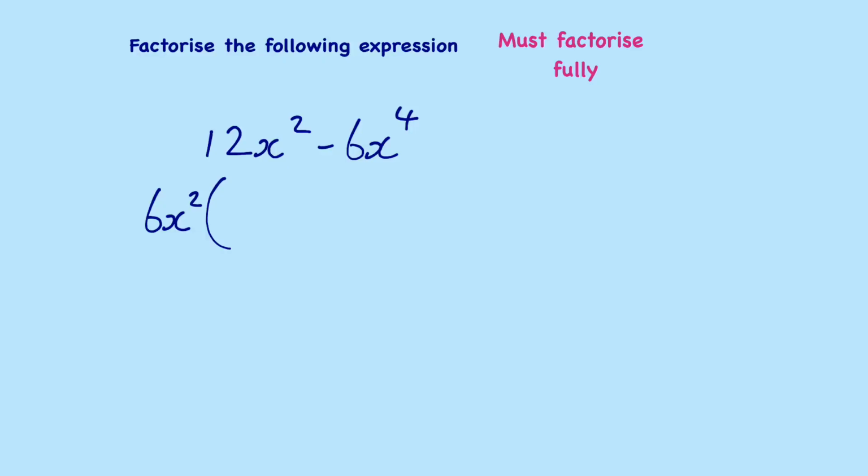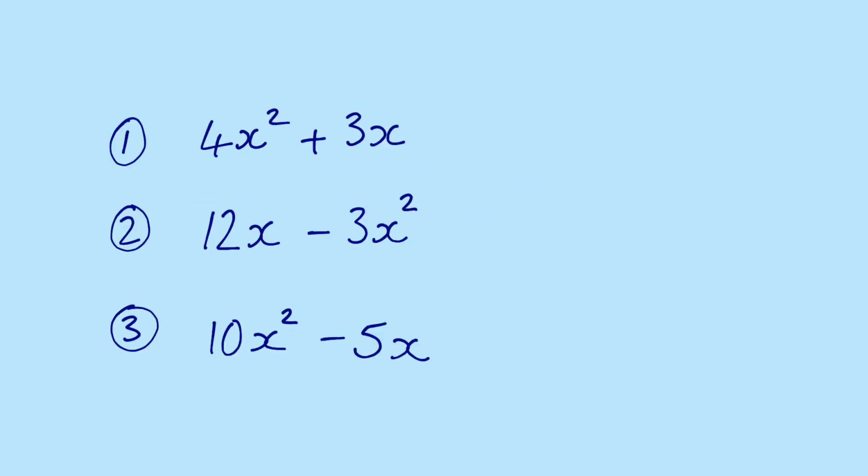So 6x squared times by 2 gives me 12x squared. And 6x squared times minus x squared gives me minus 6x to the power of 4. Let's just check that. So 6x squared times 2 is 12x squared. 6x squared times minus x squared gives me minus 6x to the power of 4. So that's correct. Now it's your turn to answer some questions.